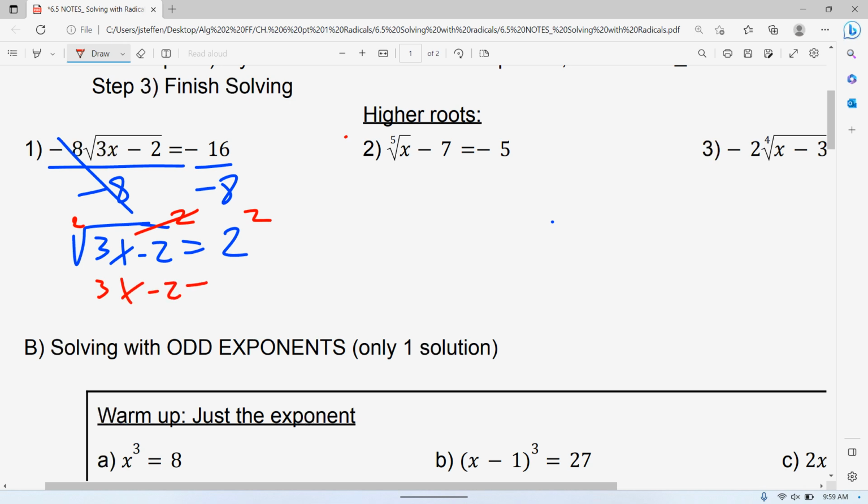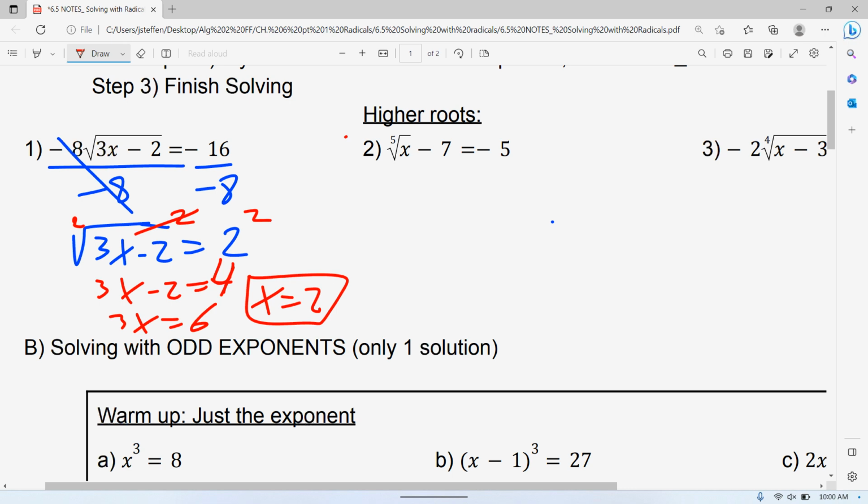3x minus 2 is equal to 4. Exponents and our radical canceled. Now we can solve just like normal. So add 2 to both sides. 3x is equal to 6. And divide both sides by 3. X is equal to 2.